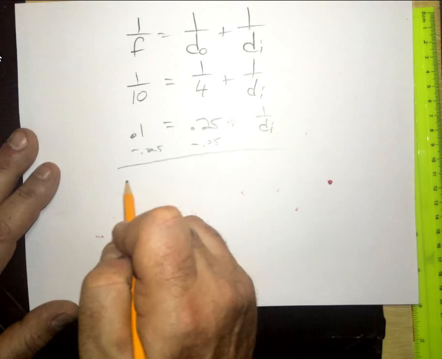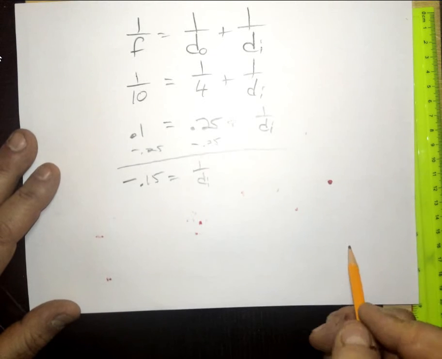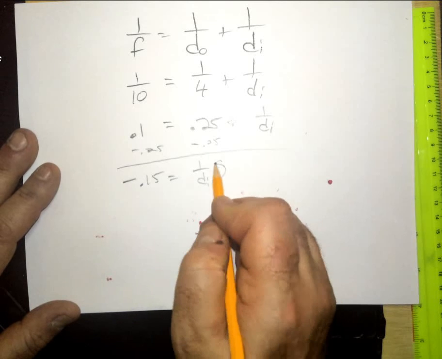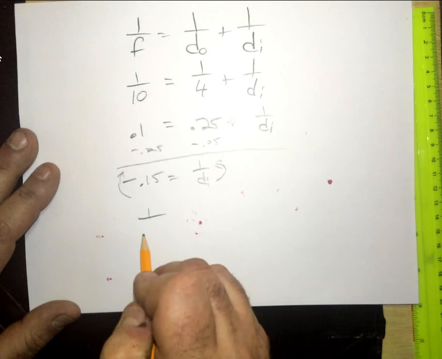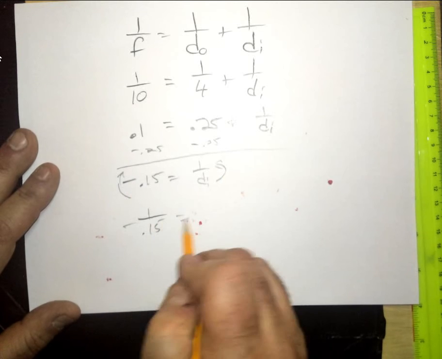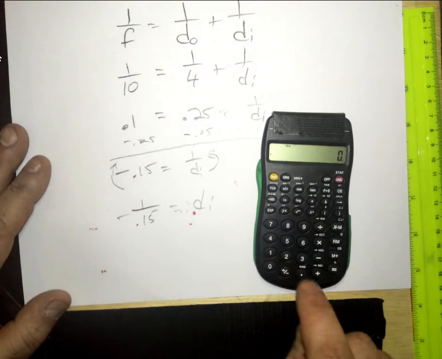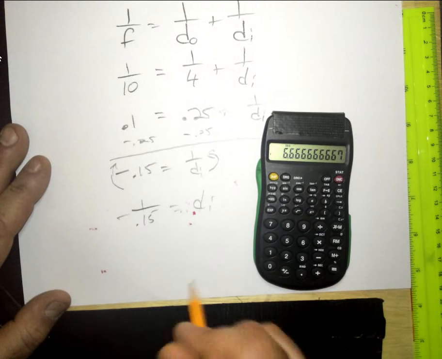I get negative 0.15 is 1 over d_i. And then I flippity-flop everything. I need to flip this side, so I'm going to flip this as well. So 1 over 0.15 is going to be d_i. Get out the calculator. 1 divided by 0.15 is equal to 6.6.